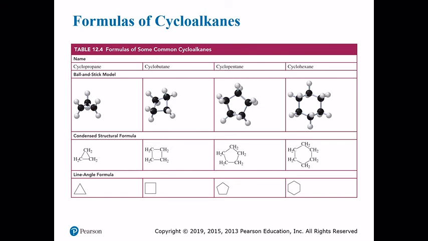Cyclopropane is the smallest cyclic alkane, but from there you can have pretty much any number of cyclic alkanes. The most common are the ones that you see here. Cyclopropane, which is 3 carbons, cyclobutane, which is 4 carbons, cyclopentane, which is 5 carbons, and cyclohexane, which is 6 carbons. These can also be represented very simply in the line angle formula by basically just drawing the regular geometric shape. 3 corners is a triangle for cyclopropane, 4 corners is a square for cyclobutane, 5 corners is a pentagon for cyclopentane, 6 corners is a hexagon for cyclohexane.